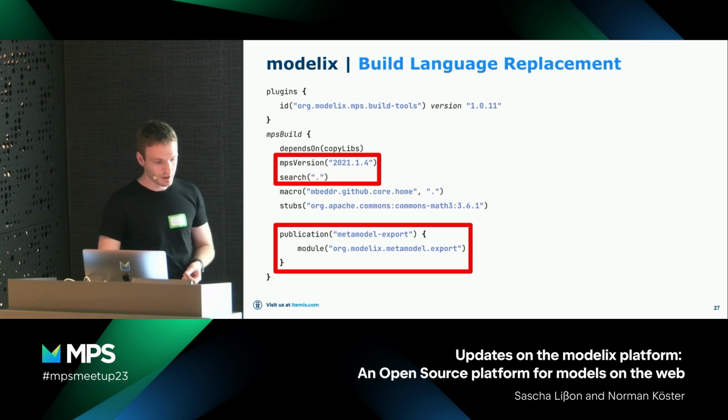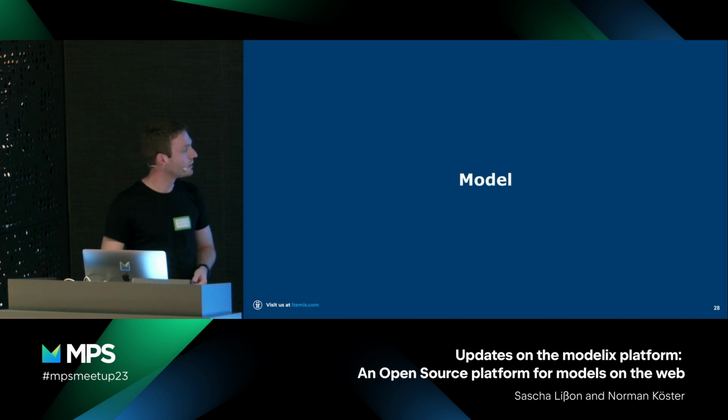I also mentioned that for running MPS projects inside modelix, you don't need any MPS build solution or Gradle script, and the same functionality is probably also useful in a different context without modelix. So we made the same functionality available via this Gradle script. It replaces the MPS build language, so you can just specify the MPS version, the path where your languages are located, and if you want to publish them to some Maven repository, then you can define publications and include your languages here. So far this allows you to run your MPS projects without having to change or add anything.